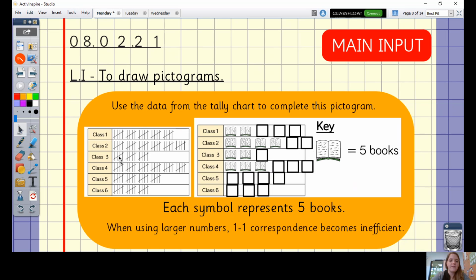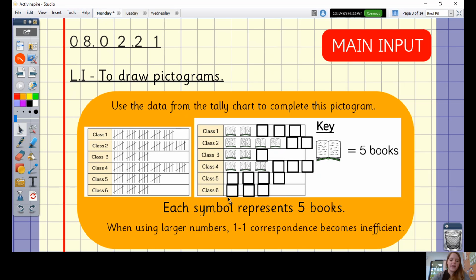And then class 3, 5, 10, 15, and in the pictogram 5, 10, 15. Class 4, 5, 10, 15, 20, 25, 30. And then in our pictogram, 5, 10, 15, 20, 25, 30. And then in class 5, there are 4 groups of 5, 20. And I have 4 books, which equals 20. And then in class 6, there are 3 groups of 5 and 3 groups of 5.